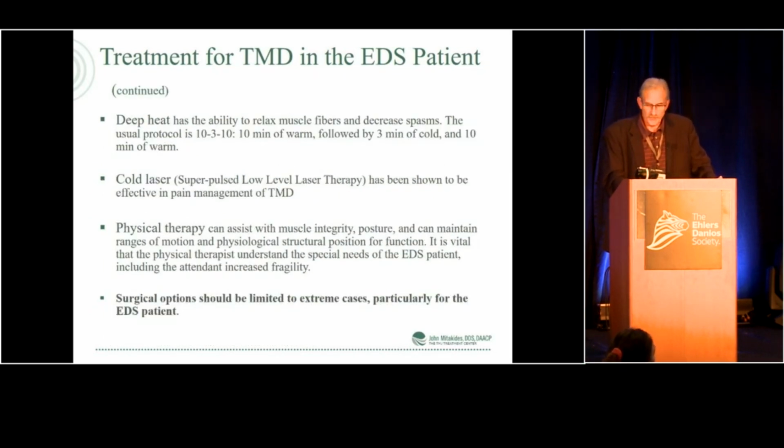Now, other things that we actually use are things called deep heat, and it relaxes the muscle fibers. And the protocol we use is what they call a 10-3-10 protocol. That's warm, cold, warm, opens, closes, constricts, and dilates the blood vessels. We also use a cold laser, which is a low pulse laser, which actually does a very nice job of relaxing the muscles. Physical therapy actually helps a lot of people, and some people find it very helpful.